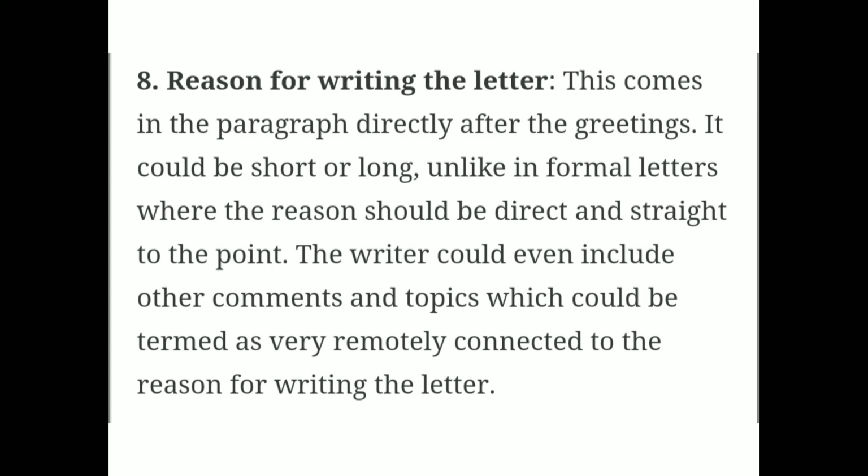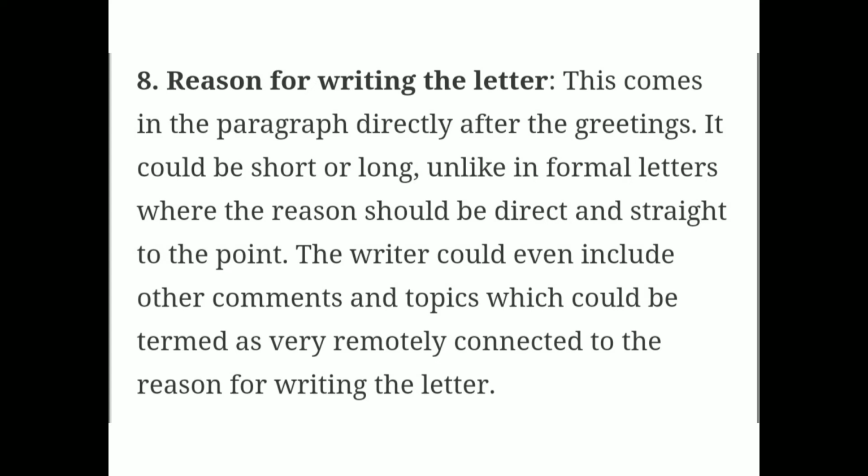And the next one is the reason for writing the letter. This comes in the paragraph directly after the greetings. It could be short or long, unlike formal letters, where the reason should be direct and straight to the point. The writer could even include other comments and topics, which could be very remotely connected to the reason for writing the letter. The paragraph sets the tone for the whole letter.